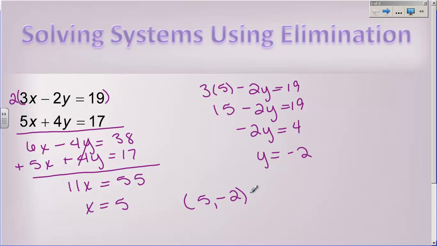So the new part of this from what we did in class today is that you're not going to have coefficients that automatically eliminate, and you may not even have same coefficients, so you're going to have to multiply by something to get them there. So let's try another example.